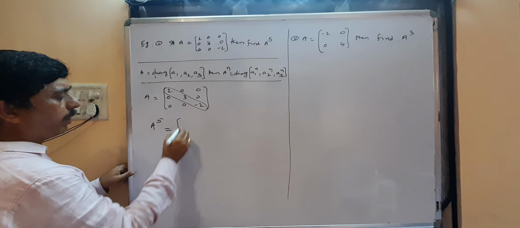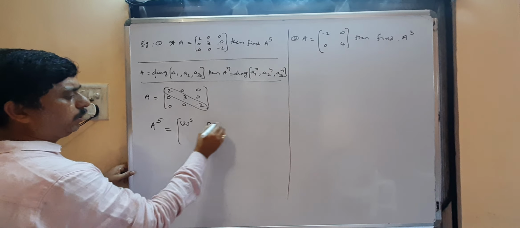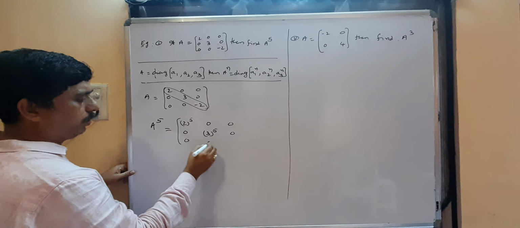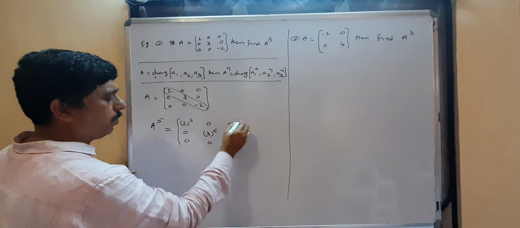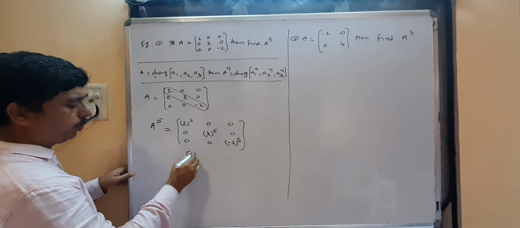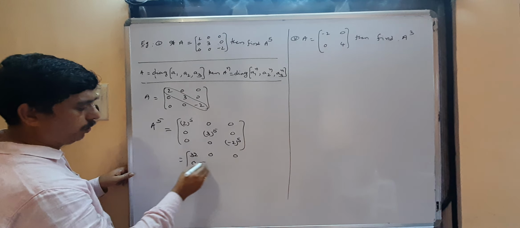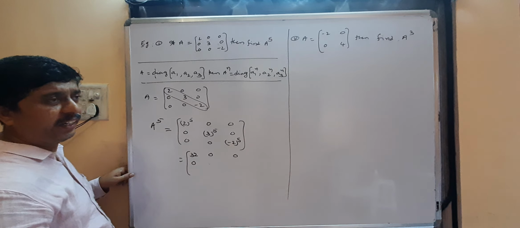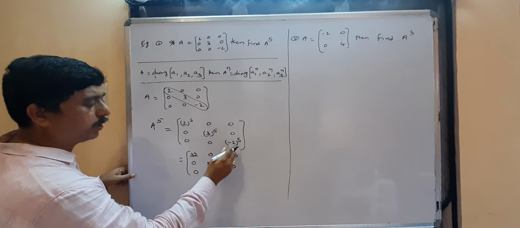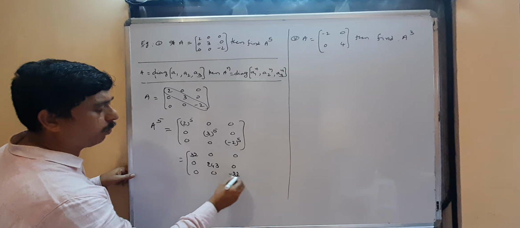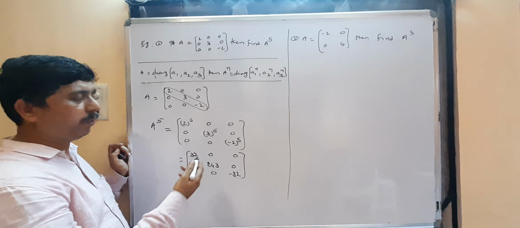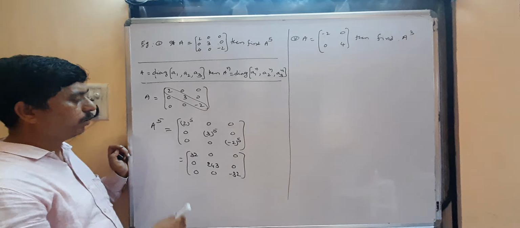So A power 5 directly can be written as 2 power 5, 0, 0, 0, 3 power 5, 0, 0, 0, minus 2 whole power 5. So that is 2 power 5 is 32, 0, 0, 0, 0, 3 power 5 is 81 into 3, 243, 0, 0, 0, minus 2 whole power 5 is minus 32. 2 power 5 is 2 into 2 into 2, 5 times. 3 power 5 is 3 multiplied 5 times.